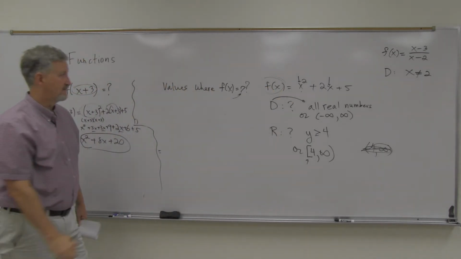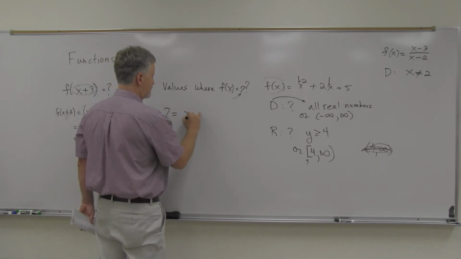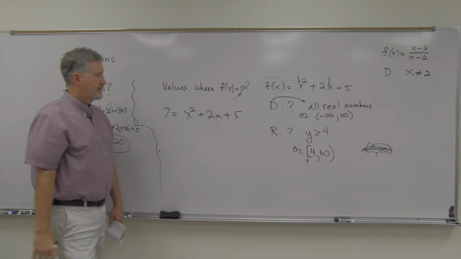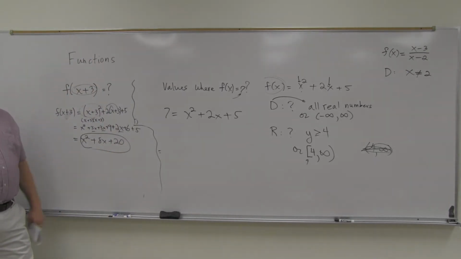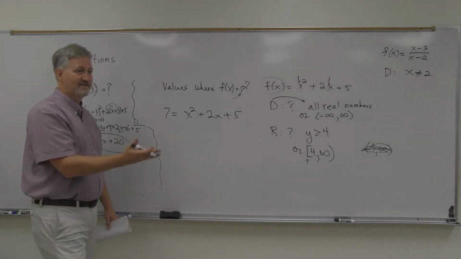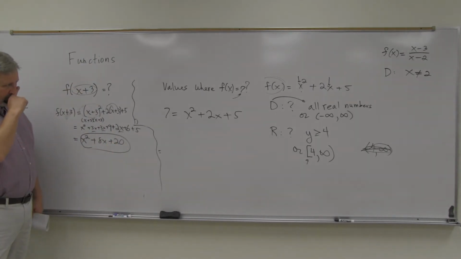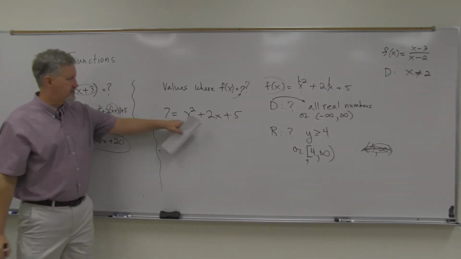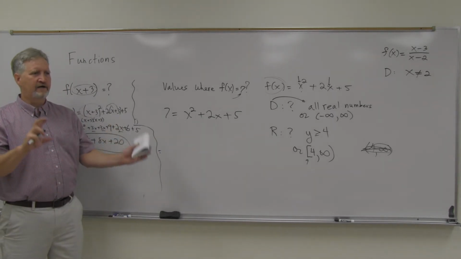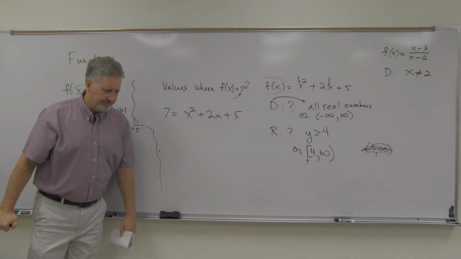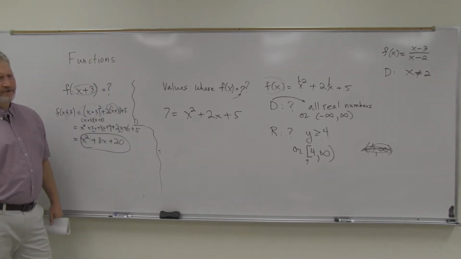It goes in the place of the f of x. So we've got 7 equals x squared plus 2x plus 5. And that gives us the thing to solve. Now, that's a little more involved here because it's an equation we have to solve. It's not just evaluating this one. And what comes up here, so this is an x squared, and so you've got factoring, square root method. We'll talk about those. Those will all come up at some point or another.